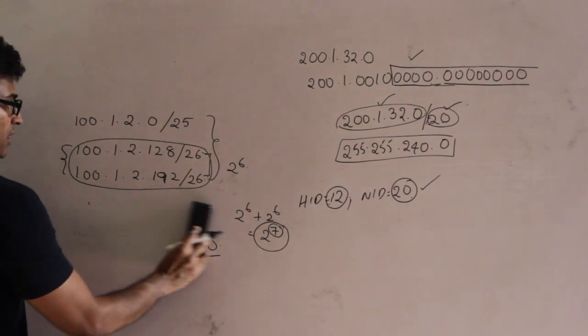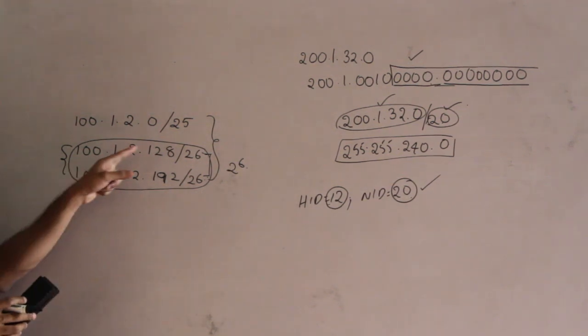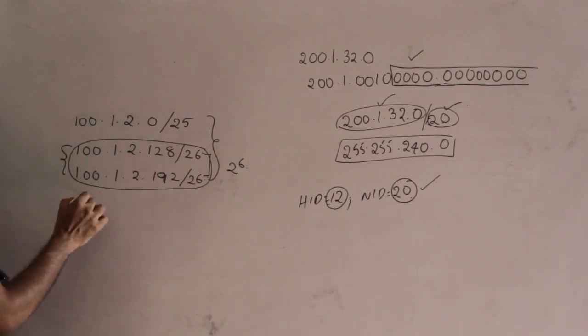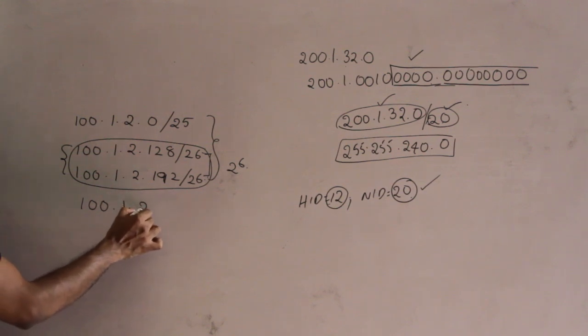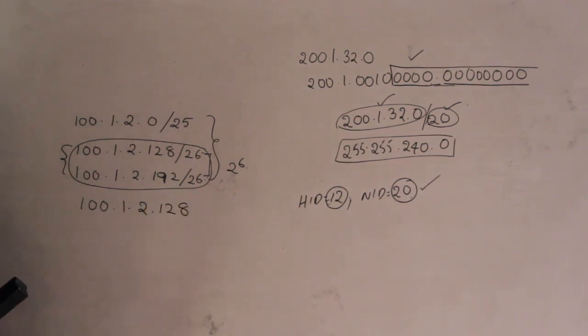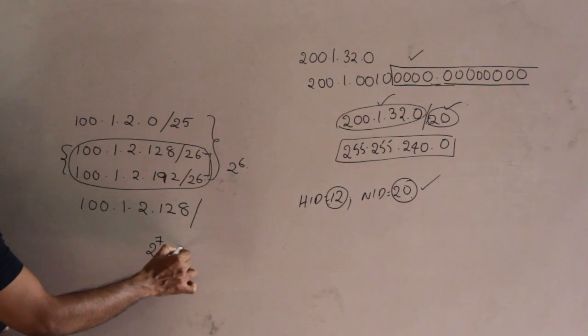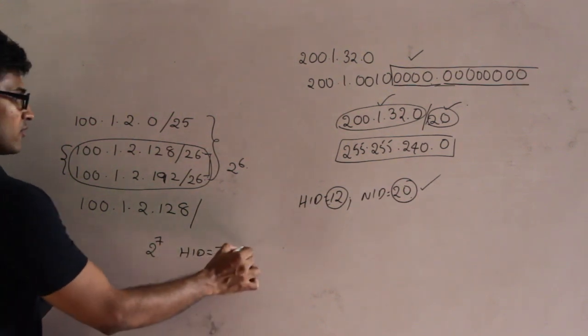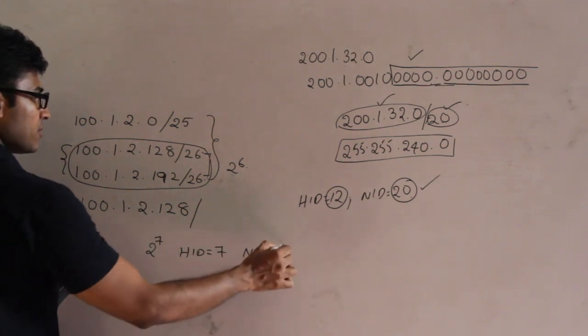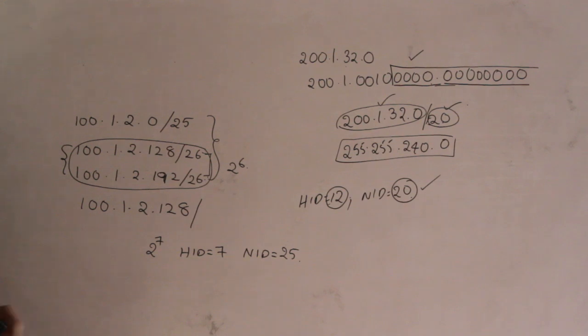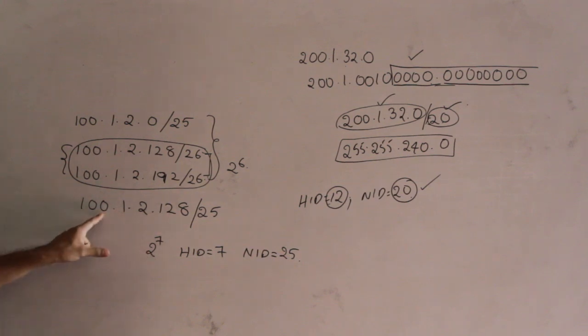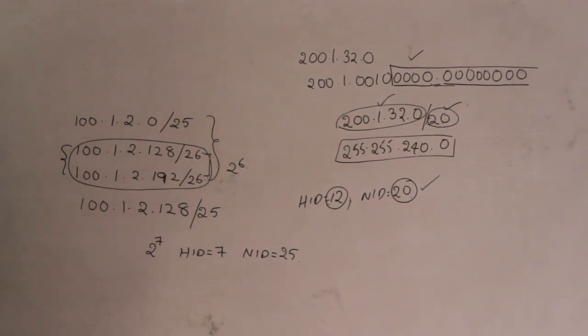If we combine these two networks, what will be the network ID? I told you that the first network ID is nothing but the supernet network ID. This is the network ID. And now what should be the slash number, which means what is the supernet mask by combining these two? If I combine these two, the total size of the network is 2 power 7, which means the host ID part is 7 bits. Then what will be the network ID part? If the host ID part is 7 bits, the network ID part will be 25 bits, isn't it? So the network ID part is 25 and the host ID part is 7, therefore I should write this. So after combining these two, I now got this network 100.1.2.128/25, right?